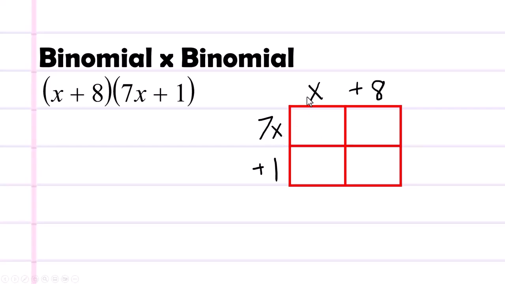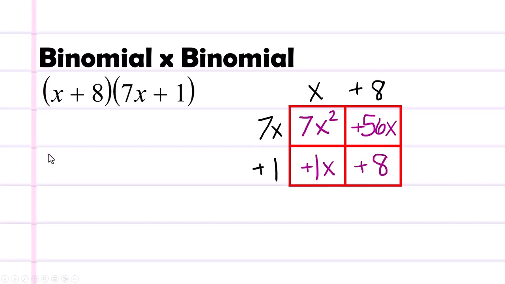So I have 7x times x, that's going to be 7x squared. Now I'm going to take this 7x times the 8. That's going to be 56x. Jumping down to the bottom row, I have 1, and I'm going to multiply that times x, so that just gives me a 1x. You don't have to write the 1, I'm doing that just to be super clear. And then you take the 1 times the 8, that goes here.